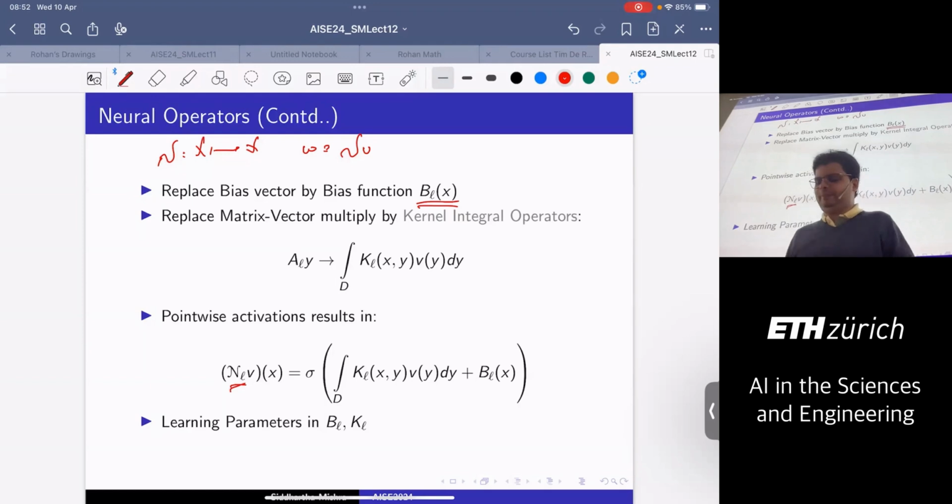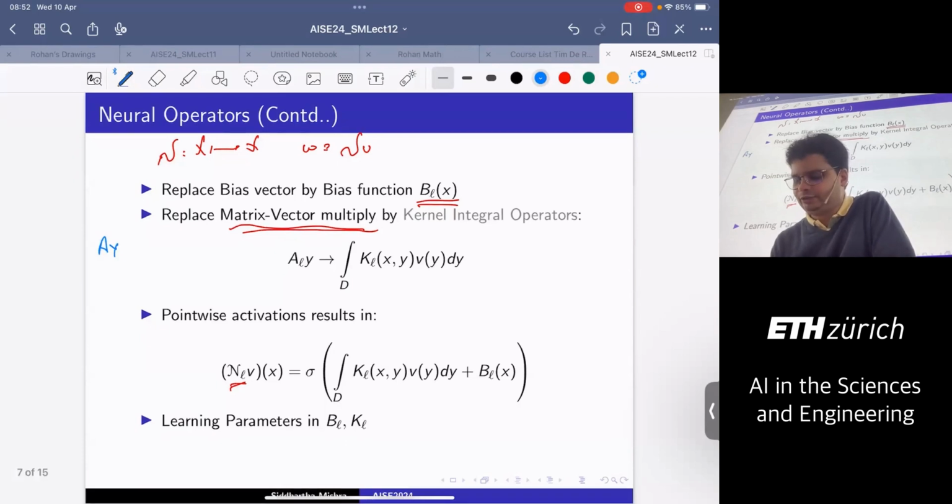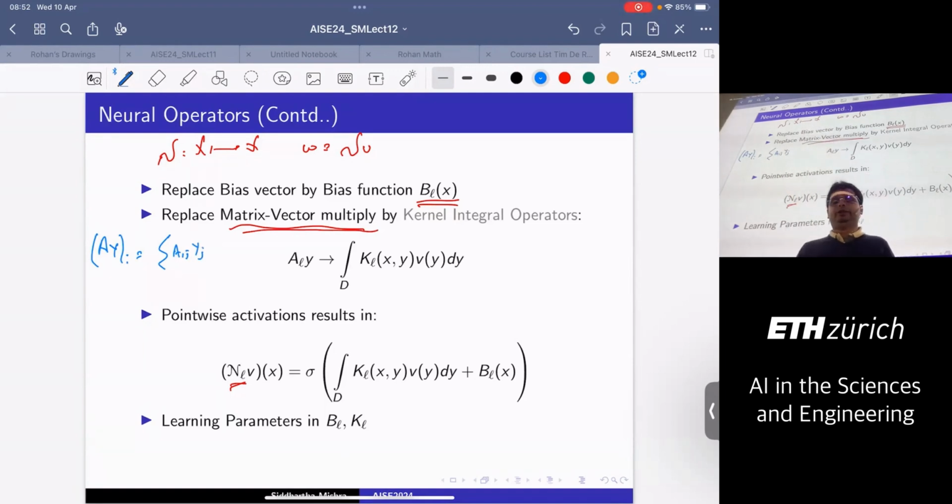The harder part is what happens to the matrix vector multiply. Here we need a little bit of thinking, but not too much, because essentially, remember that I have A of y, which is of course pointwise. So (Ay)_i is nothing but the summation over j of a_ij y_j. So this is what a matrix vector multiply looks like.